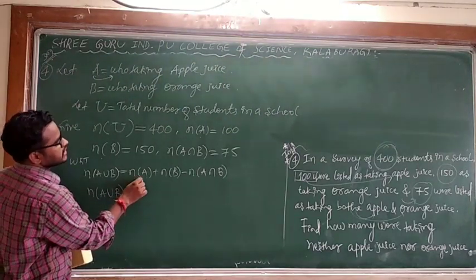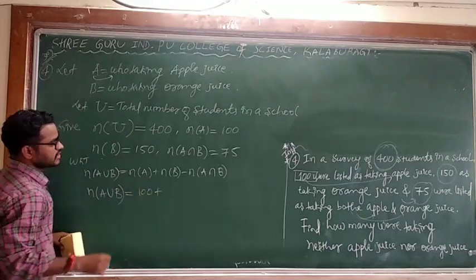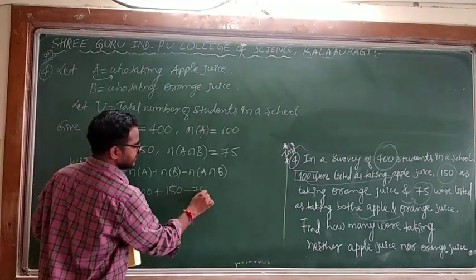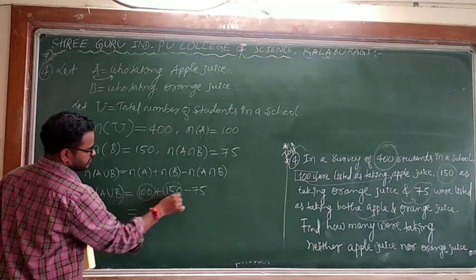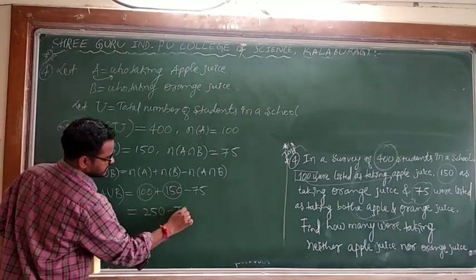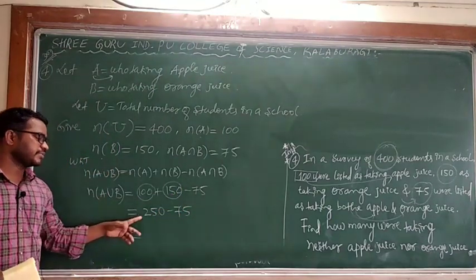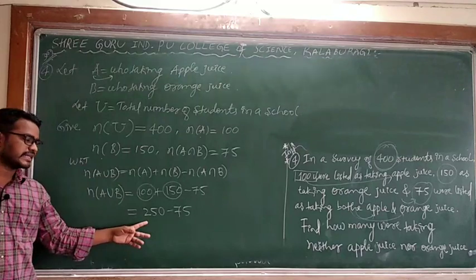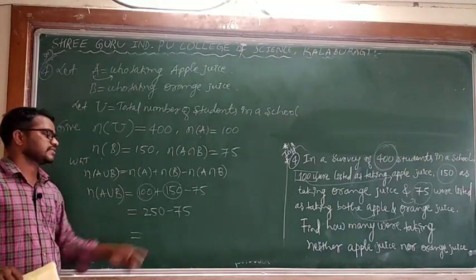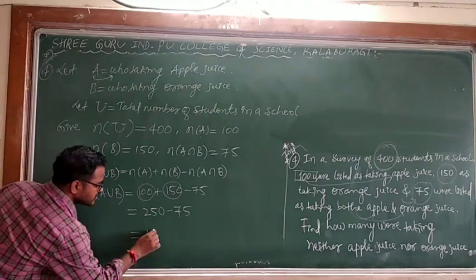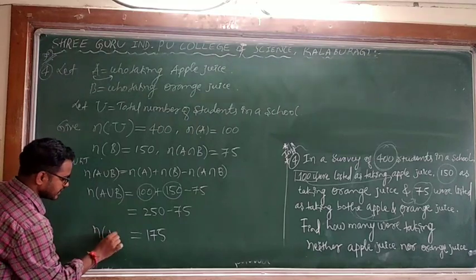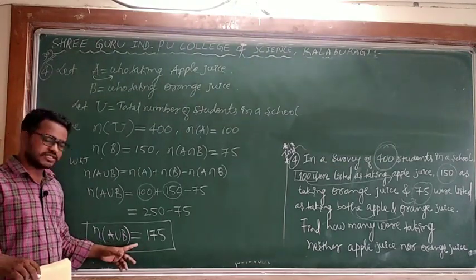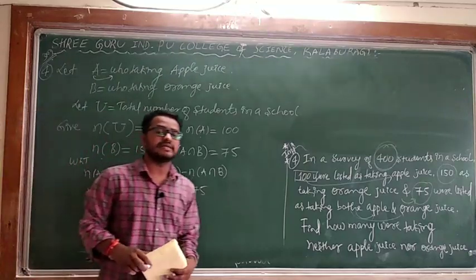So what is N of A? N of A is given as 100, plus N of B, 150, minus those taking both, 75. So 100 plus 150 is 250, minus 75. Out of 250, eliminating 75, how much will you get? 175. 175 plus 75 is 250. So 175 are taking either apple or orange. But the required thing is not this. We will find neither apple nor orange.